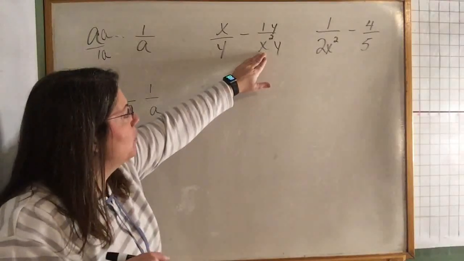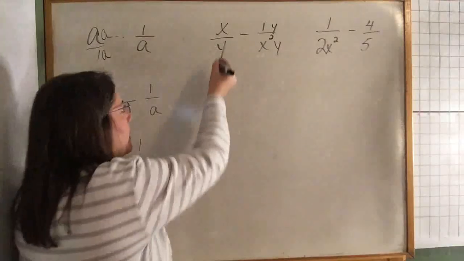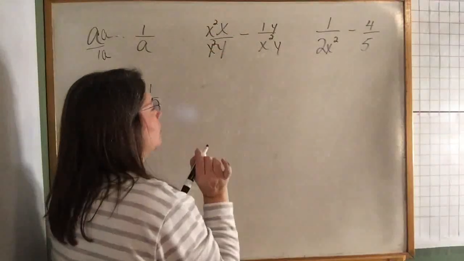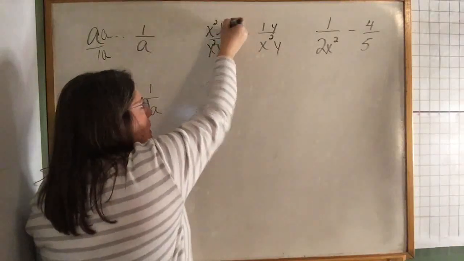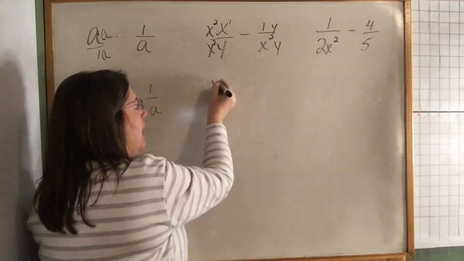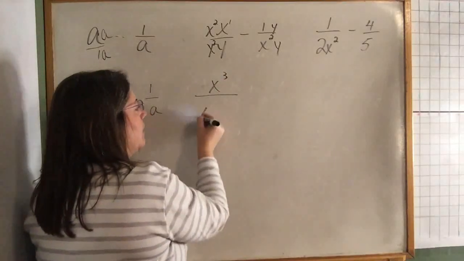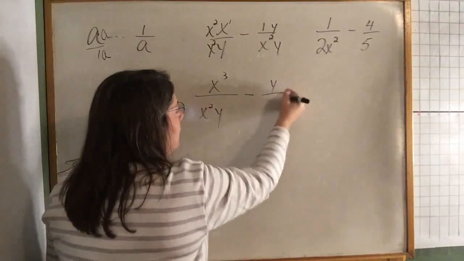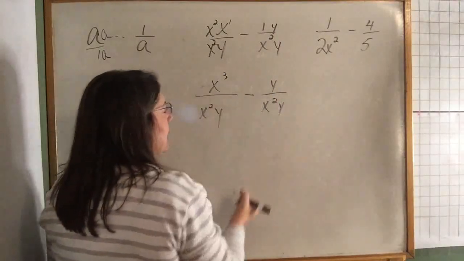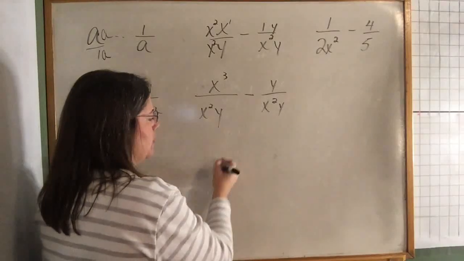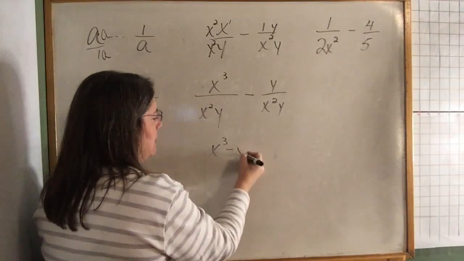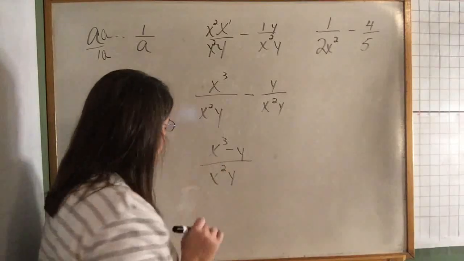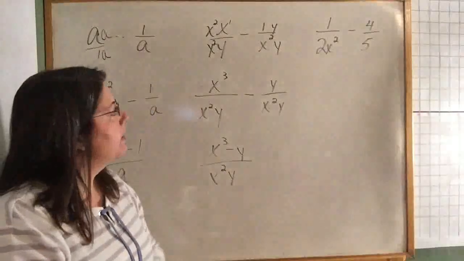This one has an x squared. This one needs an x squared. So I'm going to multiply the top and the bottom by x squared. This is understood to be x to the first. So on top there, I have x cubed over x squared y minus y over x squared y. And then I subtract those from each other, giving me x cubed minus y over x squared y. And that's all I can do for that one.